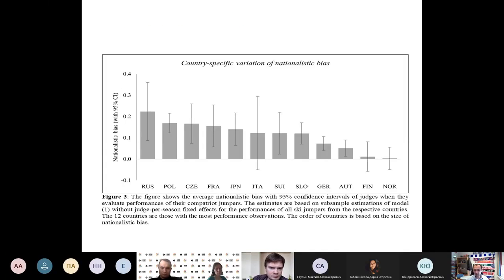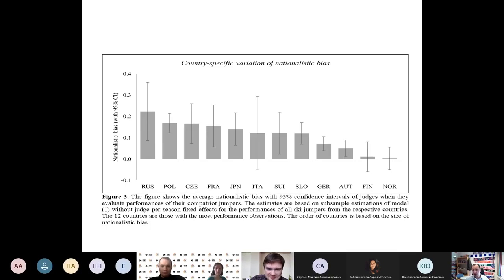Then we took a look at the country-specific variation of nationalistic bias. And unfortunately for Russia, I hope I'm not getting you into troubles now with all these new laws, but this is purely scientific. I can give the data, you can check it. So the average bias of Russian judges is the highest in the data.